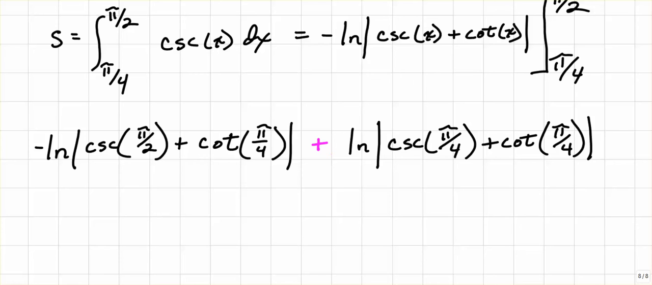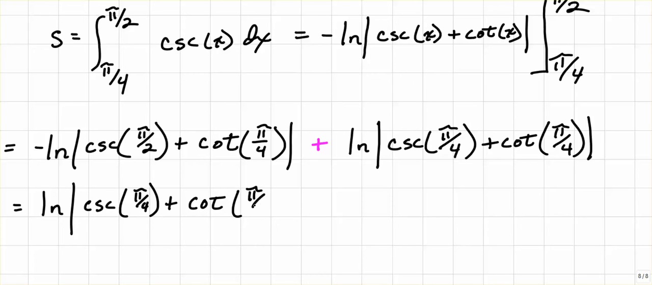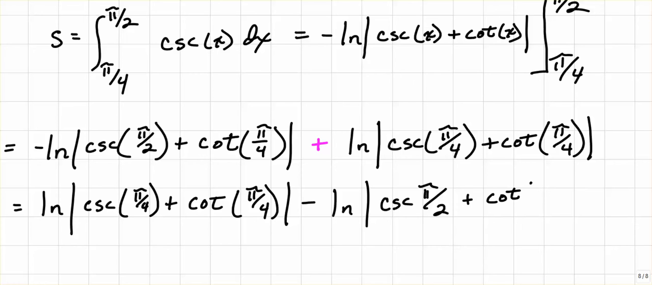And I know when I look at this, I can rearrange this so that I have a natural log of the cosecant of pi over 4 plus the cotangent of pi over 4 minus the natural log of the absolute value of the cosecant of pi over 2 plus the cotangent of pi over 2. And I just noticed a mistake, which I'm sure most of my students will call me out on. That should have been pi over 2. Not sure why I wrote pi over 4.